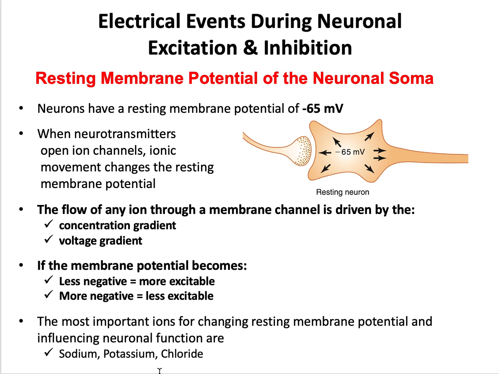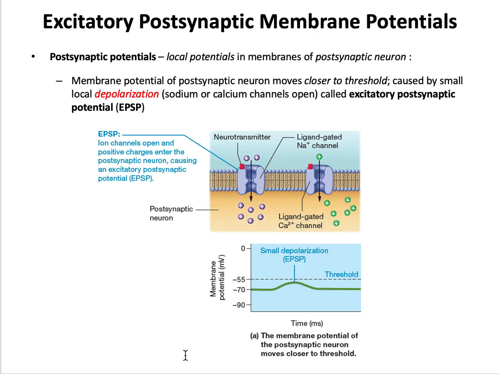And the three major ions that are of concern as far as affecting membrane potential of neurons are going to be sodium, potassium, and chloride. Sodium and potassium are positively charged cations. Sodium has a higher concentration outside of the cell. Potassium has a higher concentration inside of the cell. And chloride ions are negatively charged ions with a higher concentration outside of the cell.